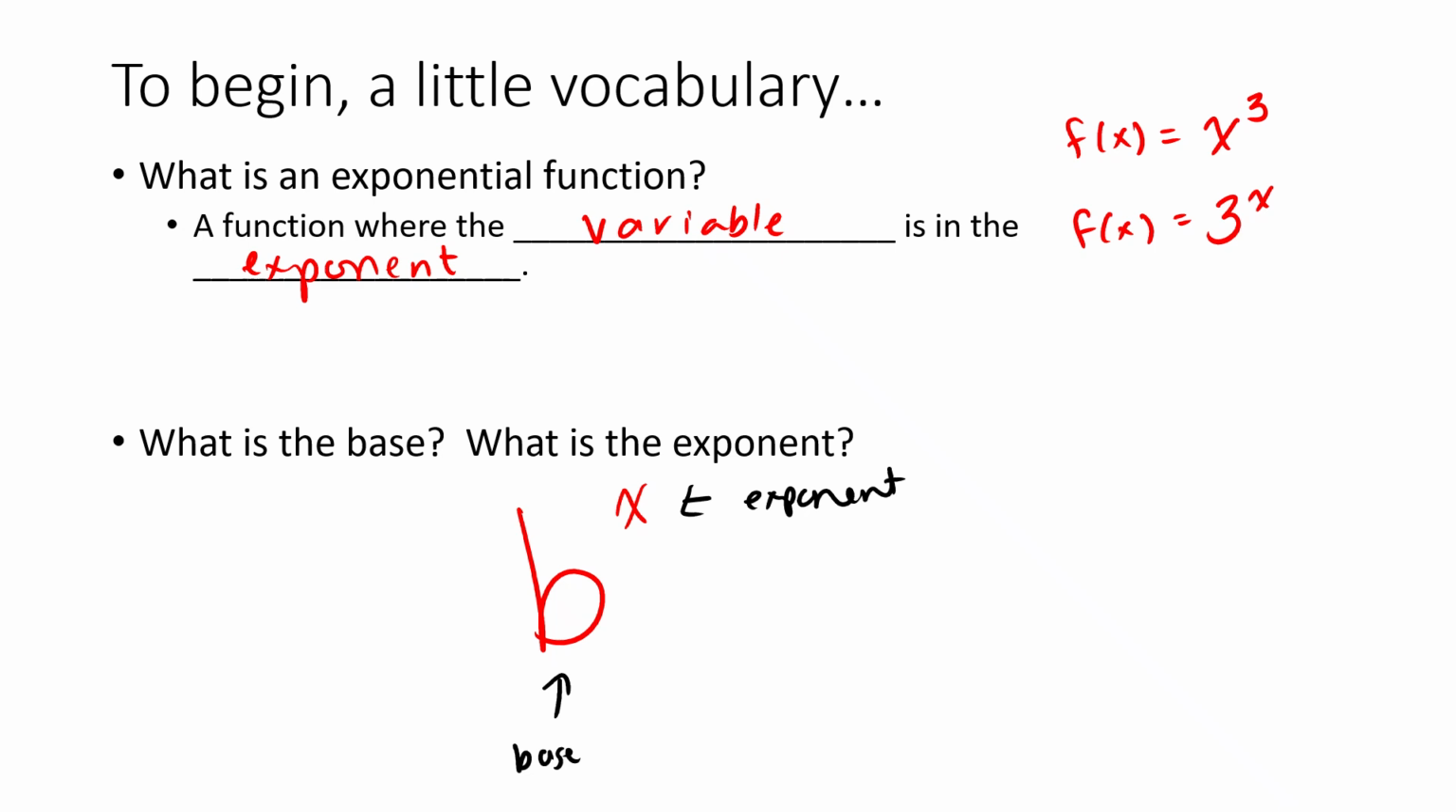And we don't necessarily have to have just x as the exponent. So when I say the variable is in the exponent, there can be other things in the exponent with it. For instance, you could have something like this, where you have 3 to the x plus 2, and so the x variable is still in the exponent, but there's some other things there with it.